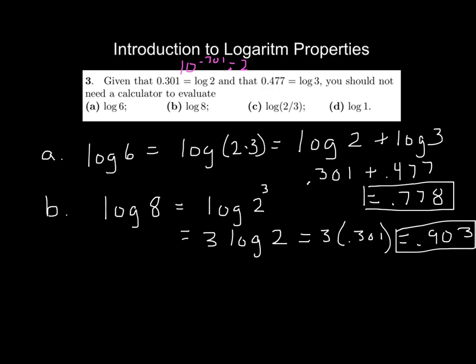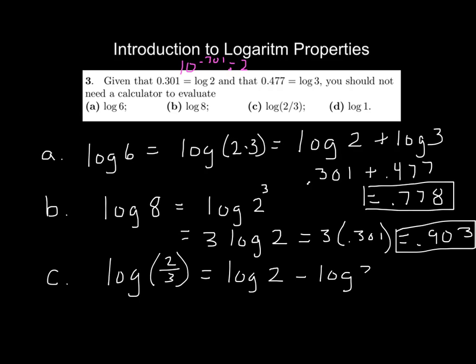C, same idea. What do you think? We have log of 2/3. How do you think we're going to solve using those log properties up there? 0.301 over 0.477. Close. You wouldn't divide them though. Subtract them. Remember the last one when you had the exponents? When you divide exponents, you subtract them. So you just do log 2 minus log 3.